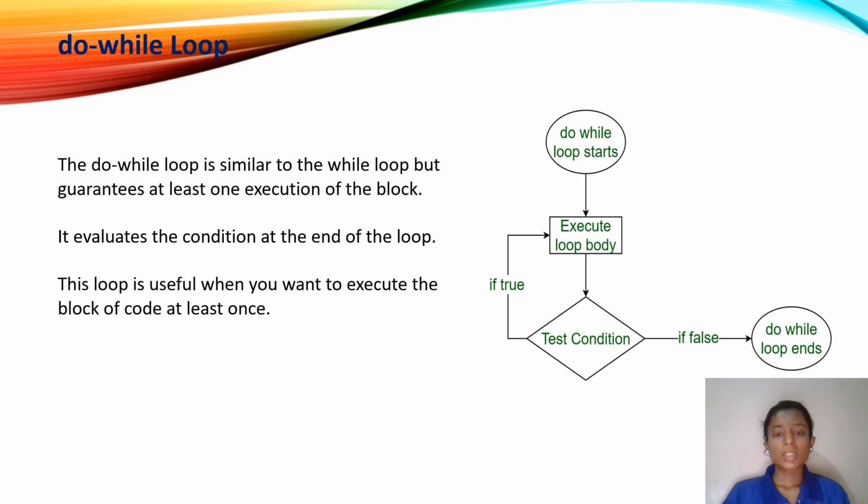Do while loop. The do while loop is similar to the while loop but guarantees at least one execution of the block. The do while loop evaluates the condition at the end of the loop. This loop is useful when you want to execute the block of code at least one time. It starts when the do while loop starts and executes the loop body. It checks whether the condition is true or false, and it ends at the do while loop.